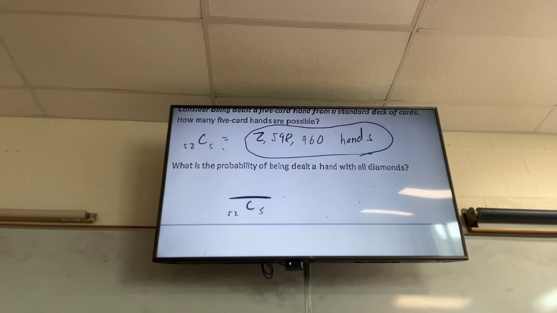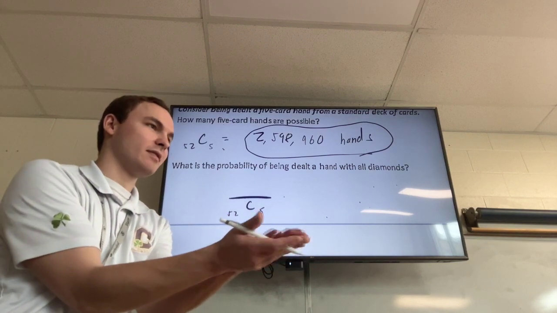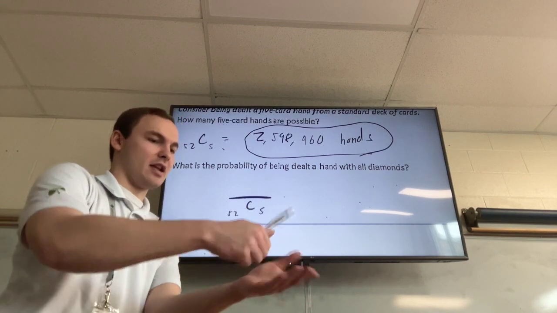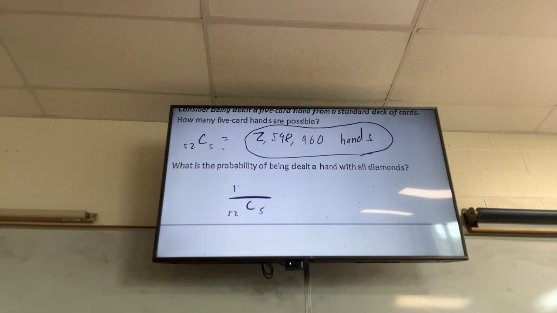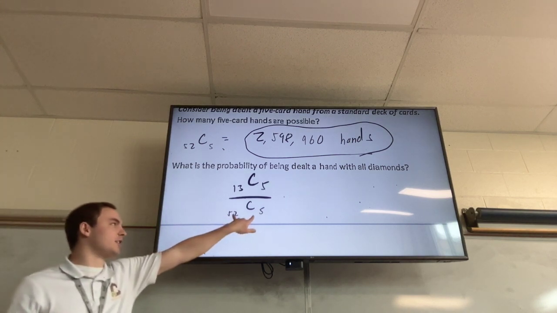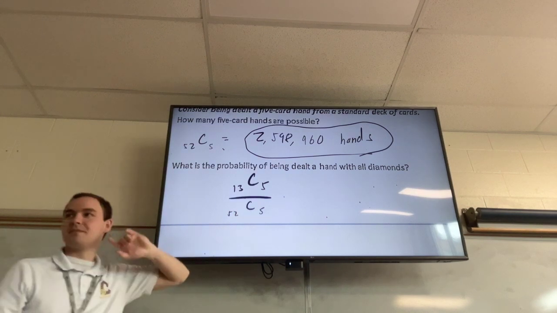How many all diamond hands are there possible? It's a five card hand. So if I only had 13 cards, and they're all diamonds, the total number of 5-card combinations is 13 choose 5. So there are 13 choose 5 all diamond hands possible, and that's out of the 52 choose 5 total hands possible, right?